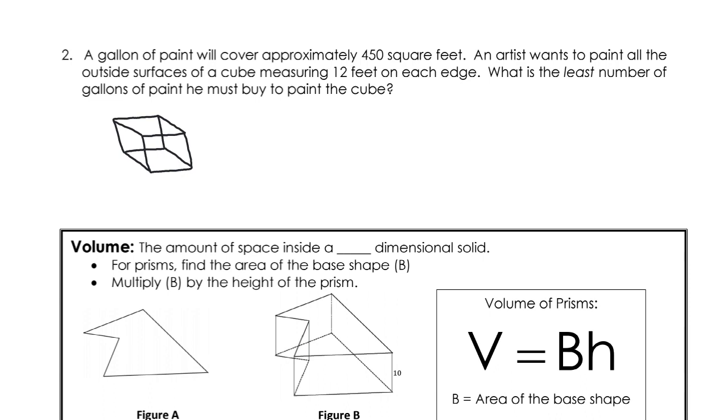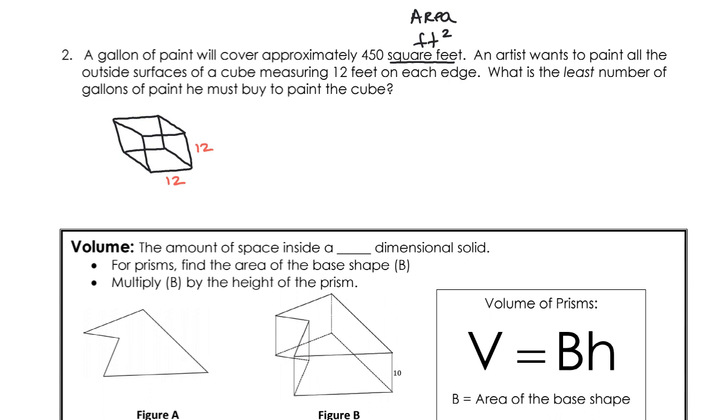So it says a gallon of paint will cover approximately 450 square feet. And when they say square feet, remember that that's the same thing as feet squared. And when they talk about square units, they're talking about the area. An artist wants to paint all the outside surfaces of the cube, and they measure 12 feet on each edge. So our squares are 12 by 12 here. What is the least number of gallons of paint he must buy to paint the cube?